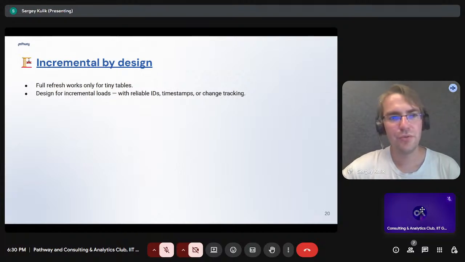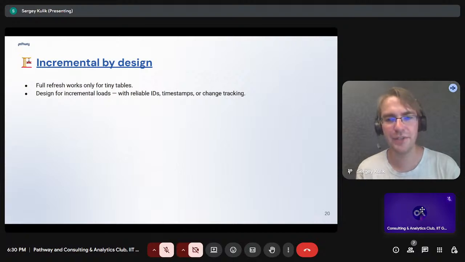So don't do full refresh. Full refresh, in practice, works, but it works when the size of the table is constant. For example, a forecast schedule for the day, where you always have 24 entries, which is the forecast for each hour. Otherwise, design for incremental tools with reliable IDs or timestamps or change tracking.